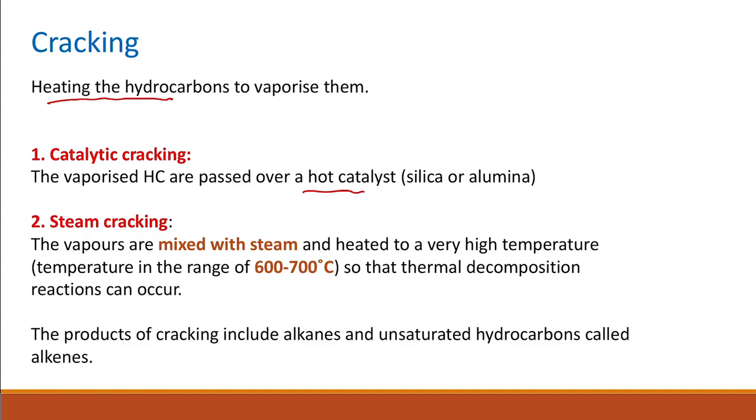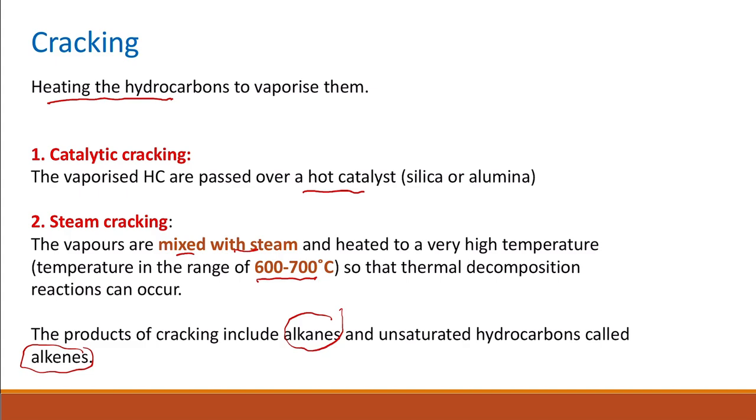Or the vapors are mixed with steam and heated to a very high temperature, in the range of 600 to 700 degrees, so the thermal decomposition reaction can occur. So the products of cracking are shorter chain alkanes and alkenes. Remember that the alkenes can be used for making polymers as well. So cracking is not just to make shorter chain hydrocarbons, but also to make alkenes, which are used in polymerization or in making polymers.